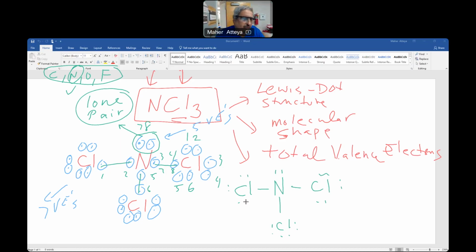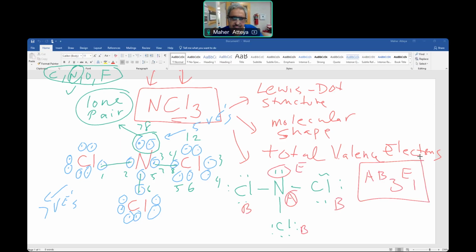So looking at this, I have to get the code. I have to memorize the code to determine what I'm dealing with, what molecular shape. So this is A, this is B, B, and B, and this is E, one lone pair. So the code is AB3E1. This is the Whisper code.